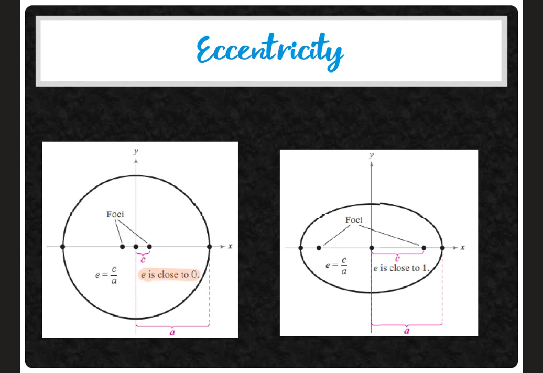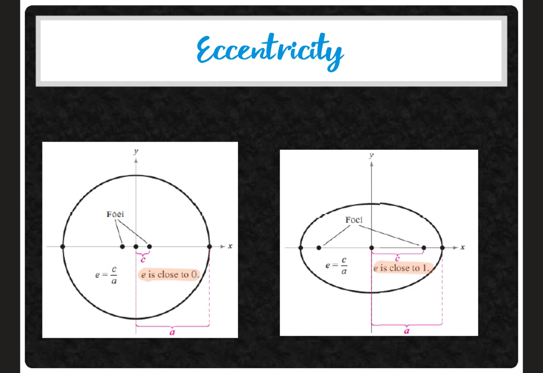The closer it is to 0, the more it looks like a circle. If it was 0, that would mean the difference between A and B would be 0, so it would be a circle. The closer it is to 1, the flatter it is, so more like a pancake, okay? So on the WebAssign, as part of the things, it'll say, what is your vertex? What is your foci? What is your eccentricity? You literally just put C over A.